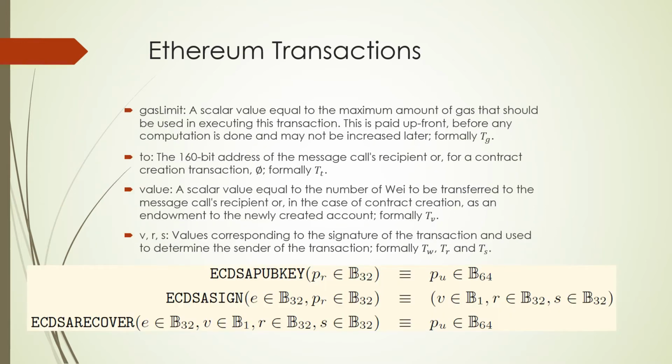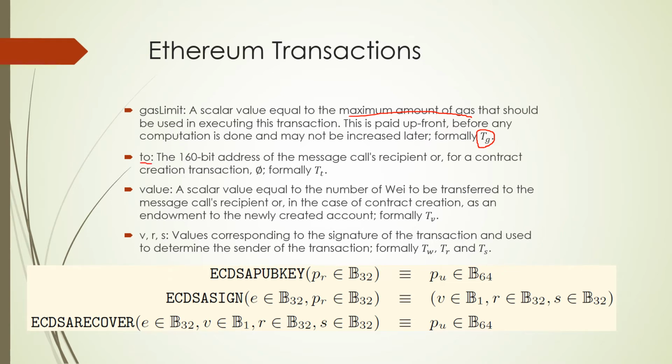The next field in an Ethereum transaction is gas limit, which is a value showing the maximum amount of gas that has to be used in execution of a transaction. This maximum amount is paid upfront before any computation is done, but because it's a maximum amount, it cannot be increased later. So there's an upper bound limit on the amount of computation that each transaction requires. And gas limit is represented by T sub g in Ethereum's yellow paper.